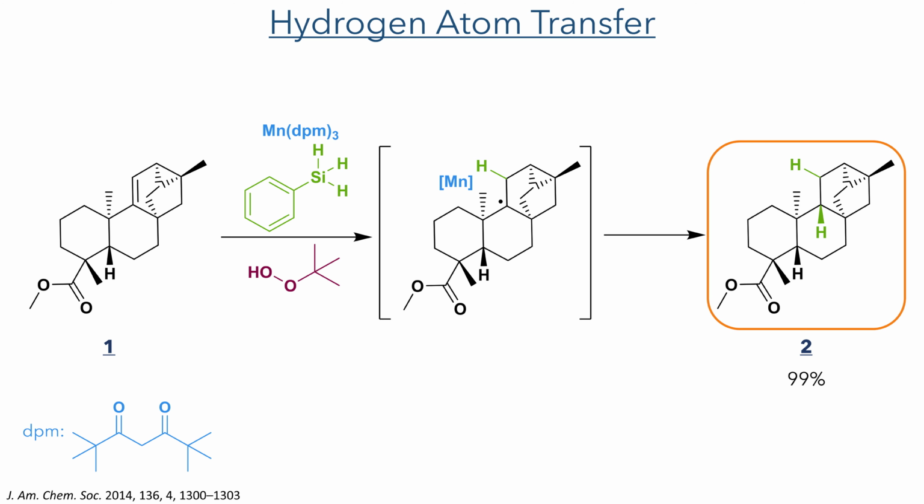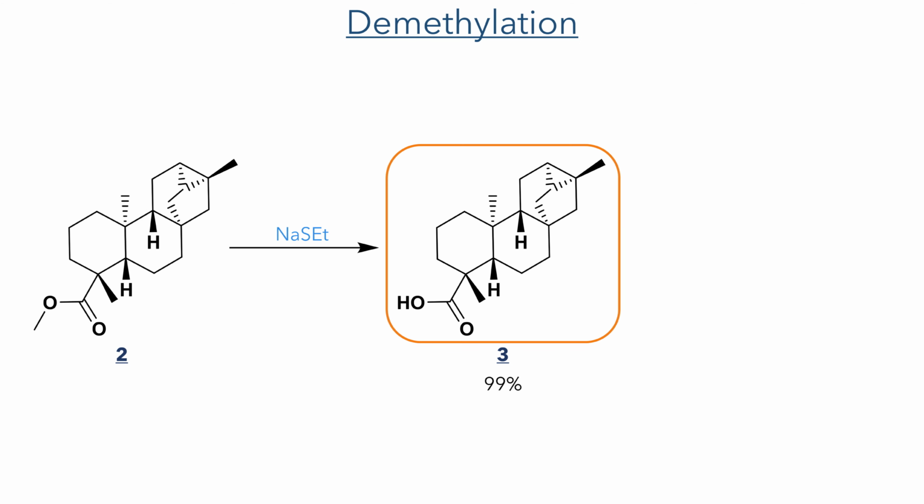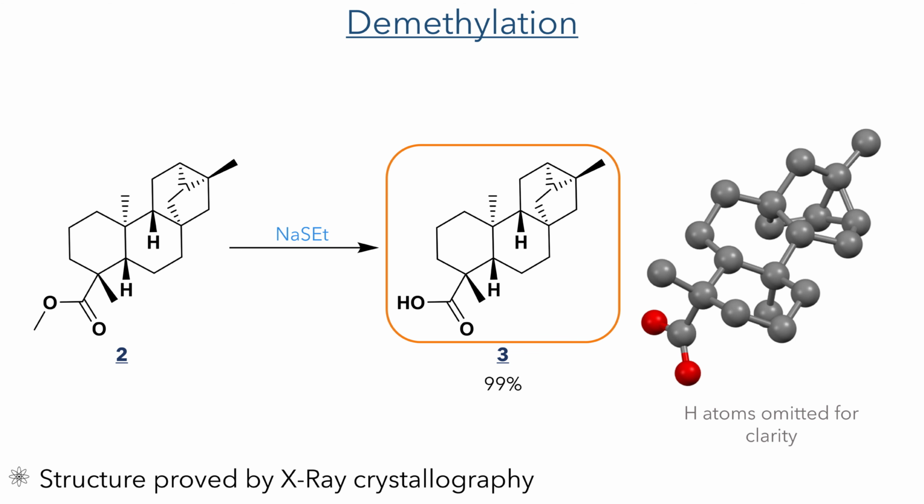Further transfer of another hydrogen radical produced the compound in a 99% yield, which again was in agreement with the characterization data reported for the naturally isolated material. Demethylation of this compound, again using sodium ethanethiolate, produced the carboxylic acid, which is another Trachylobane natural product observed in nature. The structure of this compound was proven by X-ray crystallography.